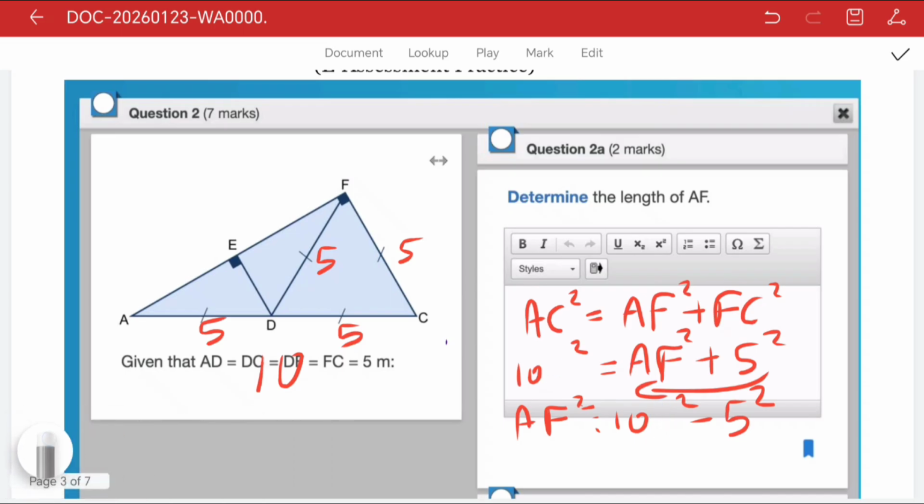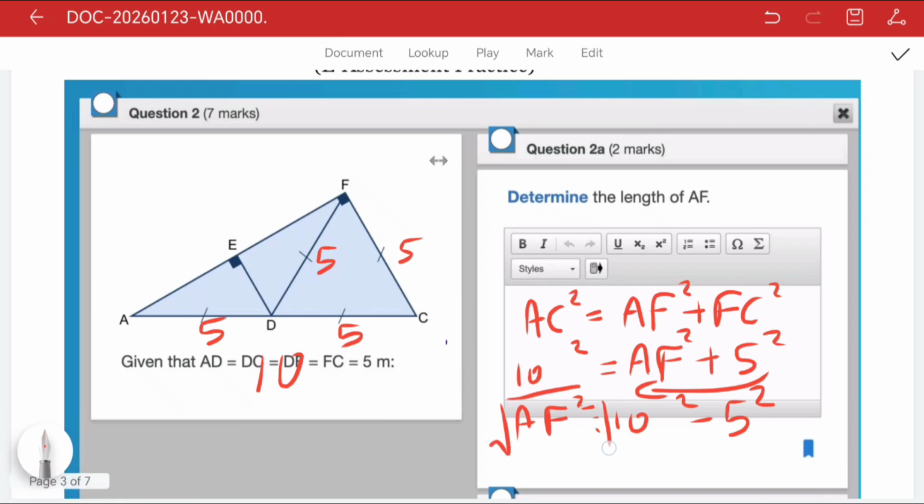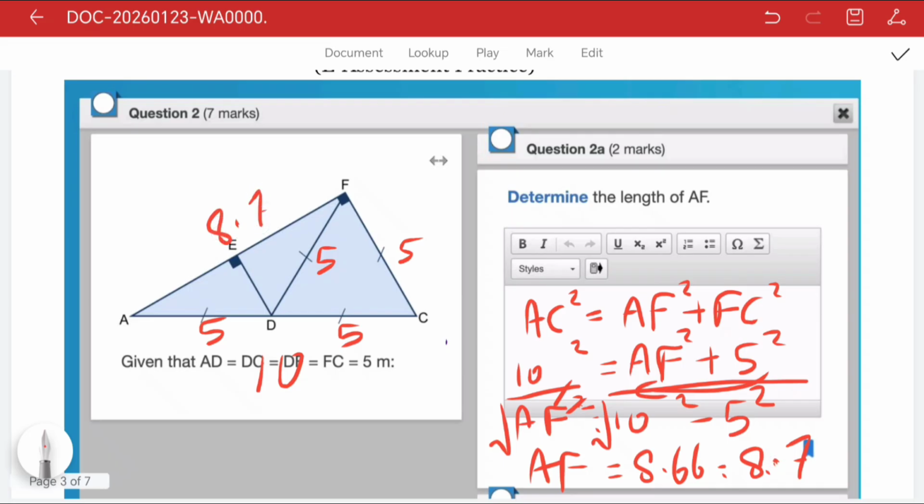So 10 square minus 5 square, and to cancel the square we will take the square root. So AF, you can just substitute in the calculator directly and find the answer, which is equal to 8.66, or 8.7 after rounding off, so this is 8.7. You can even write 8.6, it's okay, acceptable.